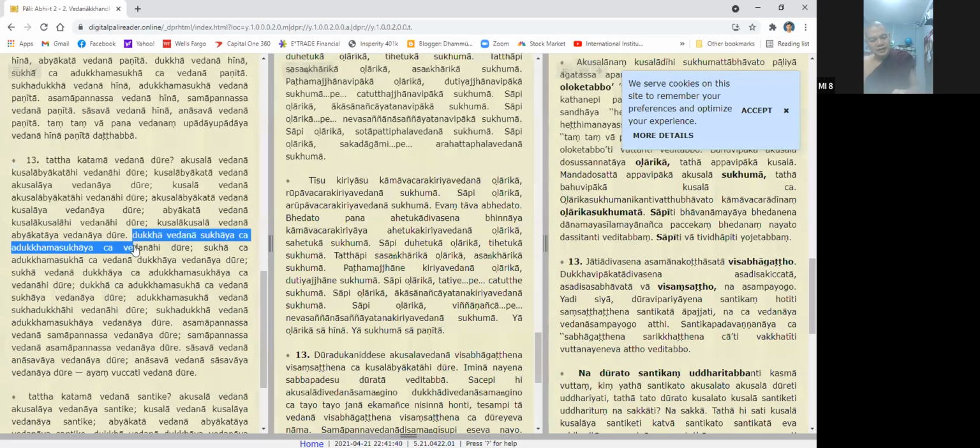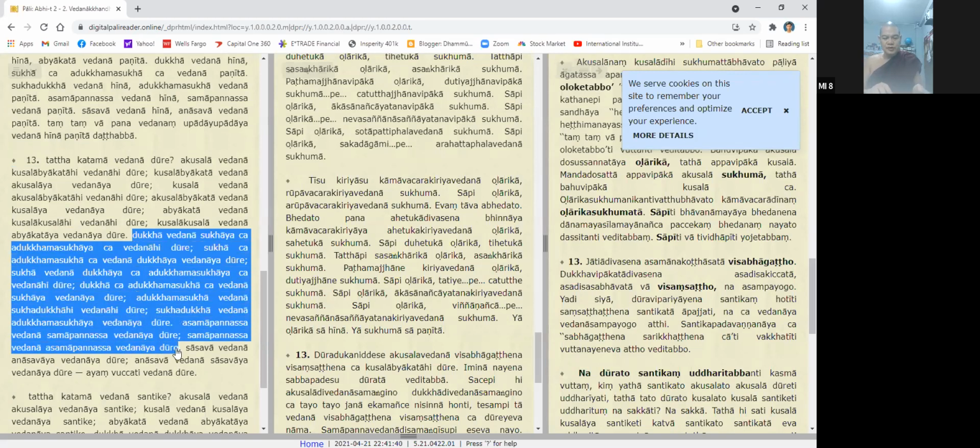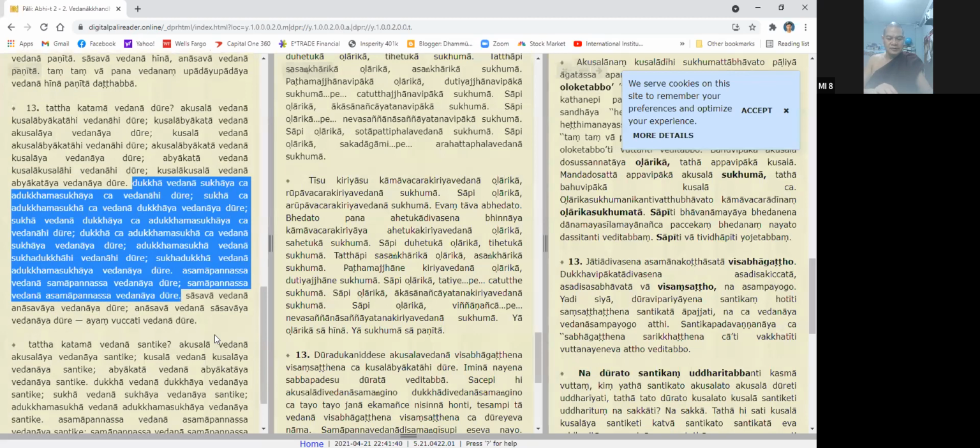Dukkha vedana sukhaya ca adukkhamasukhaya ca vedanaya dure. Dukkha vedana is far from sukha vedana and adukkhamasukha vedana. Sukha vedana is far from dukkha vedana and adukkhamasukha vedana. Adukkhamasukha vedana is far from sukha and dukkha vedana. So translation is very easy.